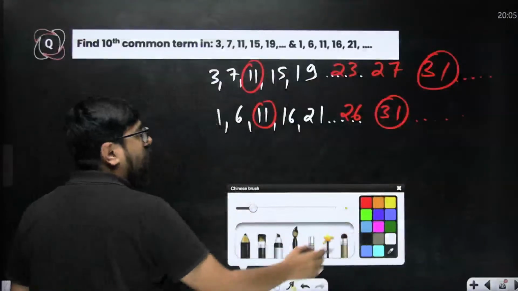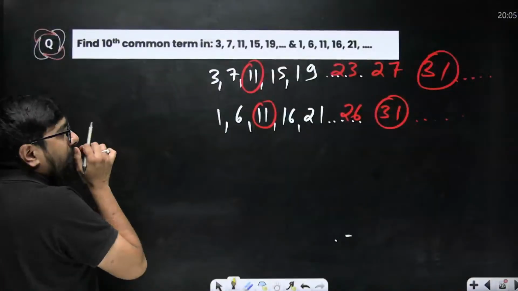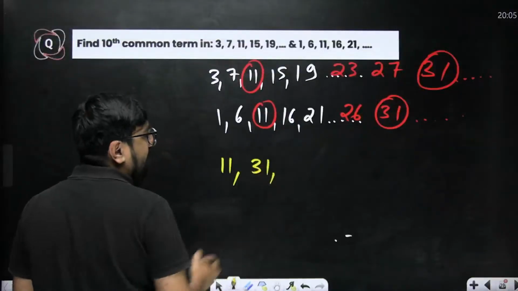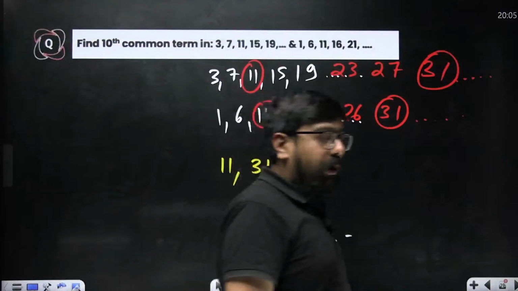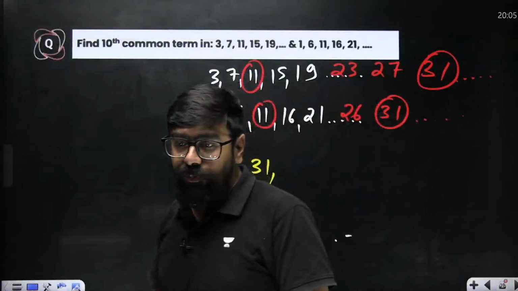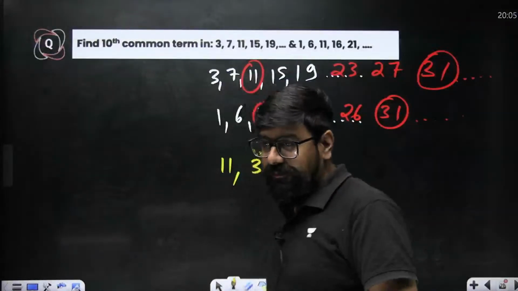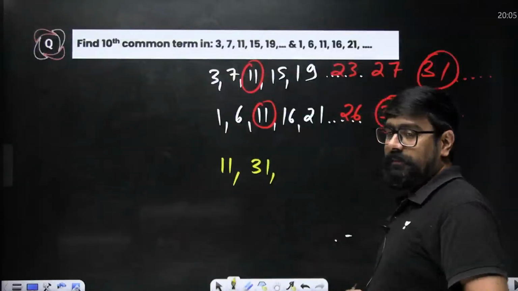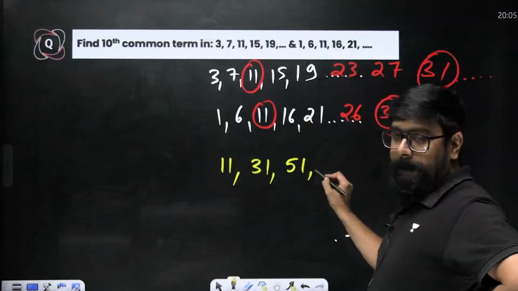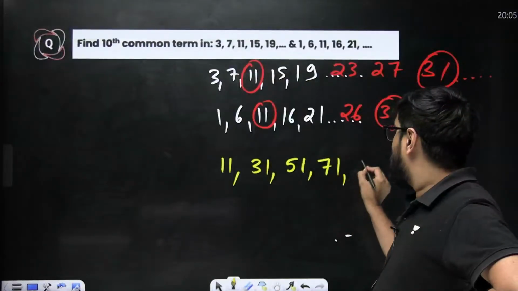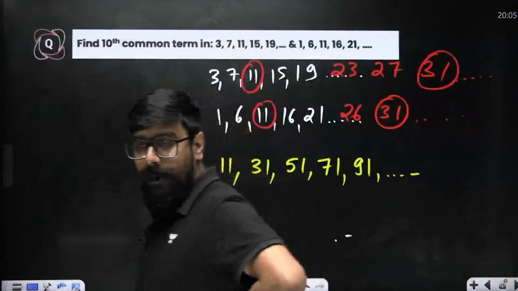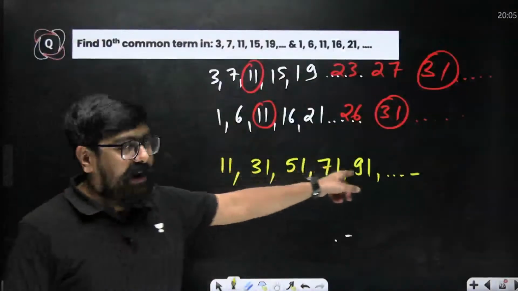If we are going to get common terms, we should know that, see, now if we write the common terms, first will be 11, second will be 31. Can you tell me what will be the third one? What will be the third common term? What is going to be the third common term then? This is how it is going to be like. Obviously. 51, 71, 91. Why?